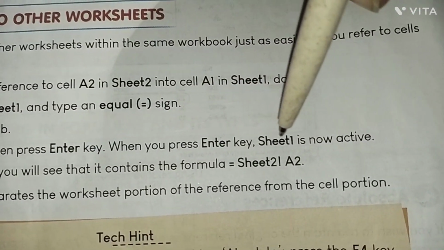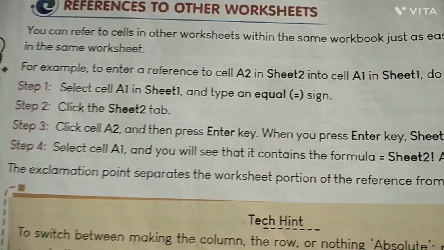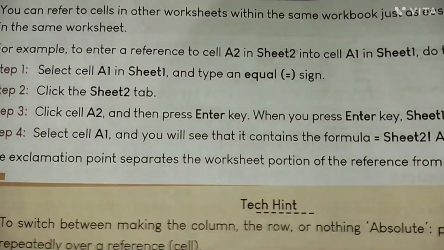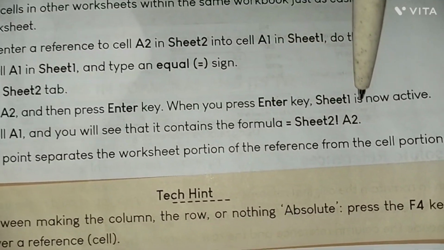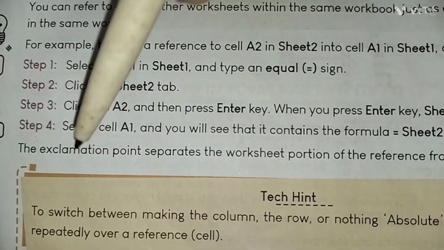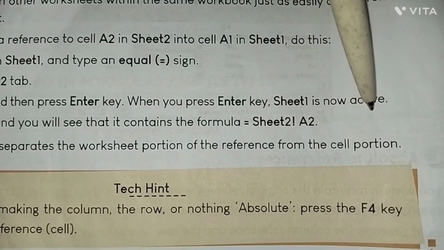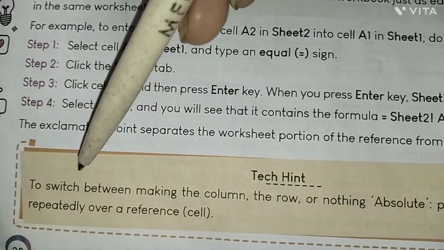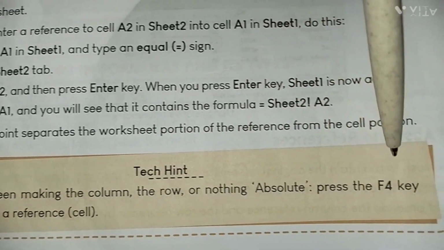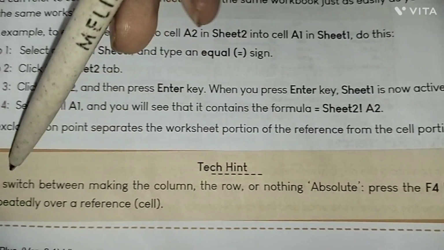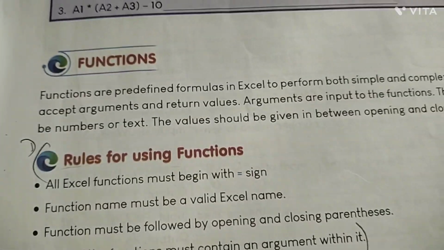When you press the Enter key, Sheet1 is now activated. Step 4. Select cell A1 and you will see that it contains the formula Sheet2!A2. The exclamation point separates the worksheet position the formula refers to from the cell position. Switch hint. To switch between making the column, the row and nothing absolute, press the F4 key over a reference cell.